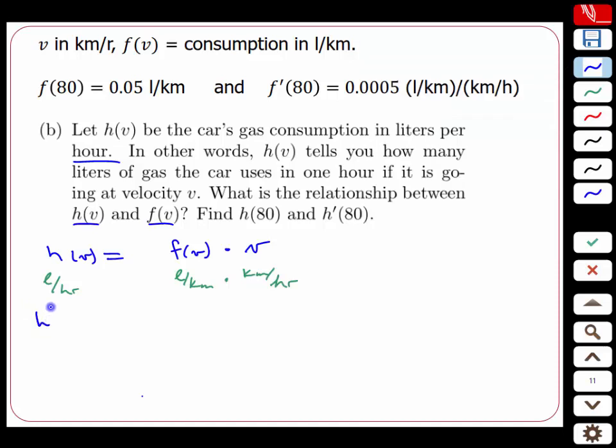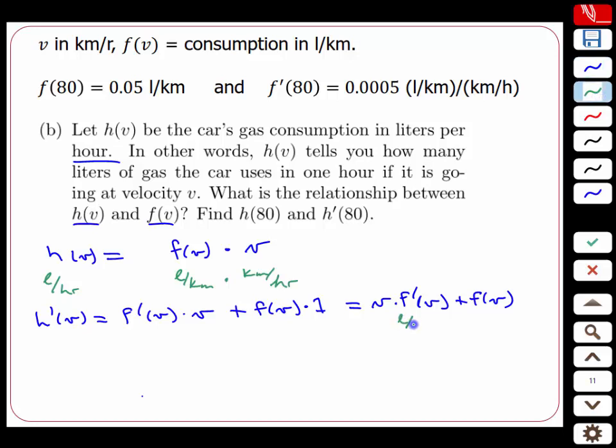What that means is we can also do a nice simple calculation for the derivative this time. The derivative of this consumption rate is going to be a product rule calculation. We're going to have the derivative of the first times the second plus the first times the derivative of v. V is our variable, so the derivative is going to be 1 for that second term. We would typically write this as v times f prime of v plus f of v. And the units of that would be in liters per hour per kilometer per hour.